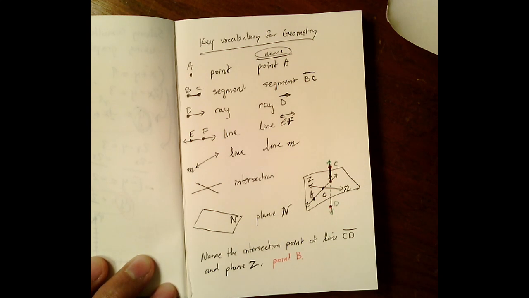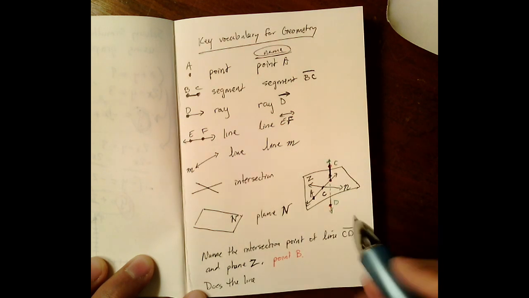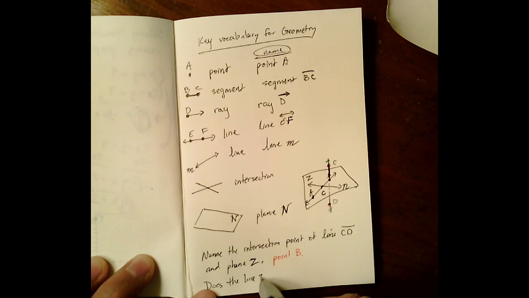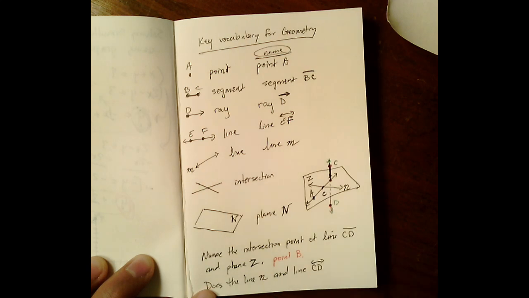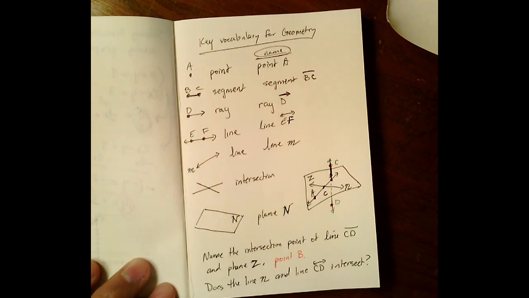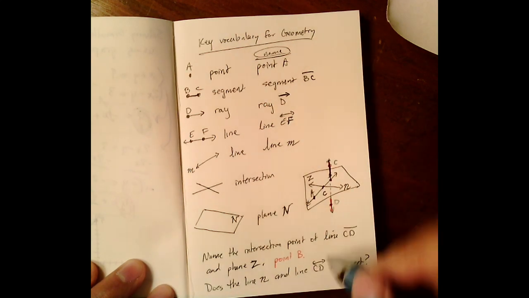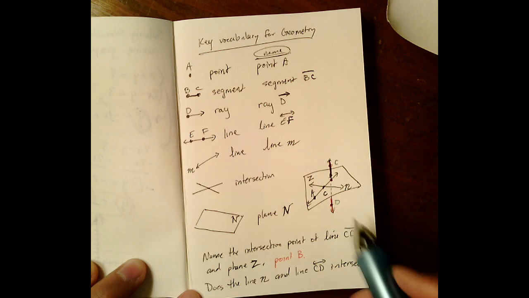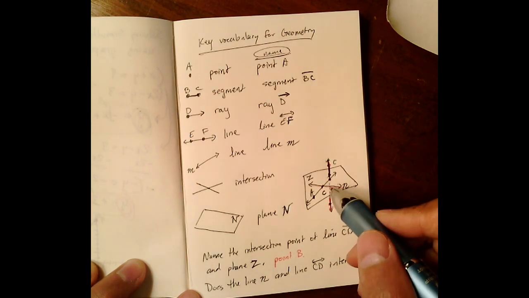Okay. It might ask you questions like, does the line N and line CD intersect? And so we might take a look at this, and we see CD is this green one here that went down, and line N is this one that went across, and it looks like it almost intersects at this point.